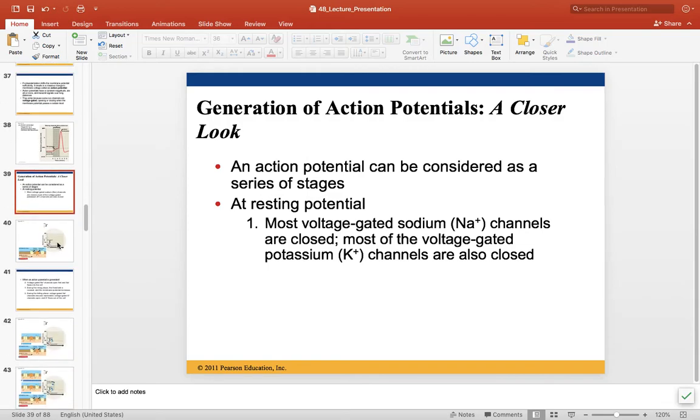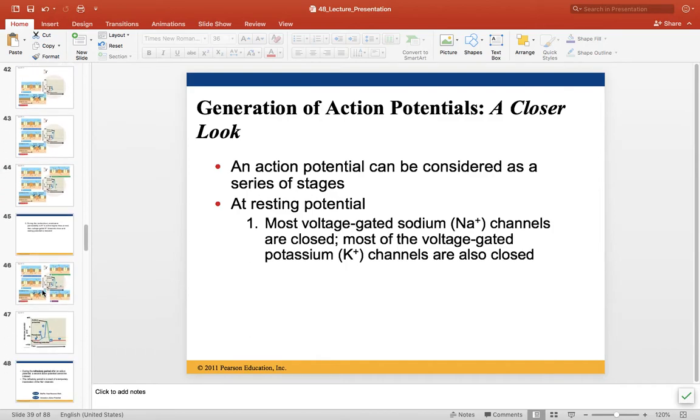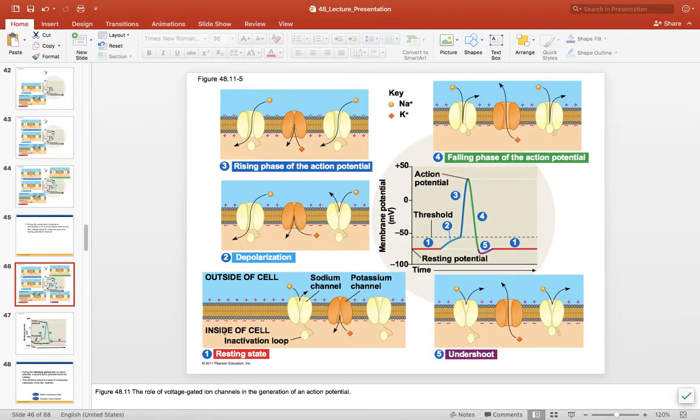Okay, so I'm going to jump ahead here to the final picture. If we wanted to walk through this graph and show what's happening in the cell, start down here. Here's the resting state of that cell. So this is in resting potential. The inside of the cell is more negatively charged than the outside of the cell. That's what you should remember.